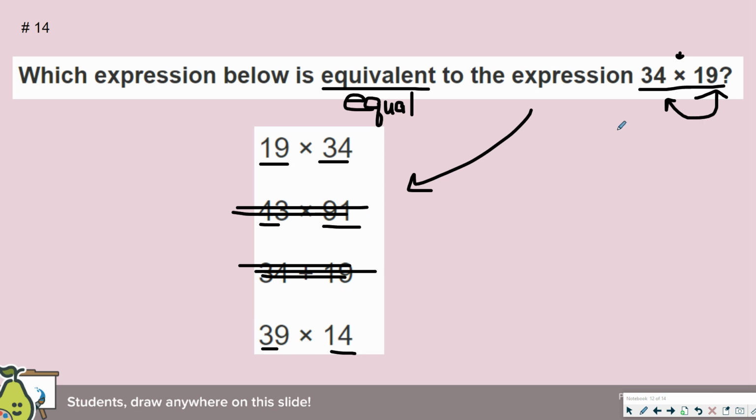Down here, I flip-flopped the numbers. I flip-flopped the 9 and the 4 to make it 39 instead of 34 and 14 instead of 19. That's also not correct. This one is correct because all I did is I switched which number went first, the 19 with the 34. That's why this one is correct.